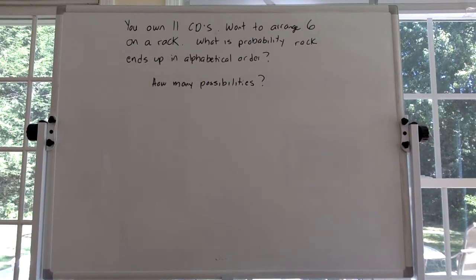Okay, in this problem, you own 11 CDs. You want to arrange 6 of those CDs on a rack. And so you select 6, throw them on the rack. What's the probability that when you throw them up on the rack, they're in alphabetical order?